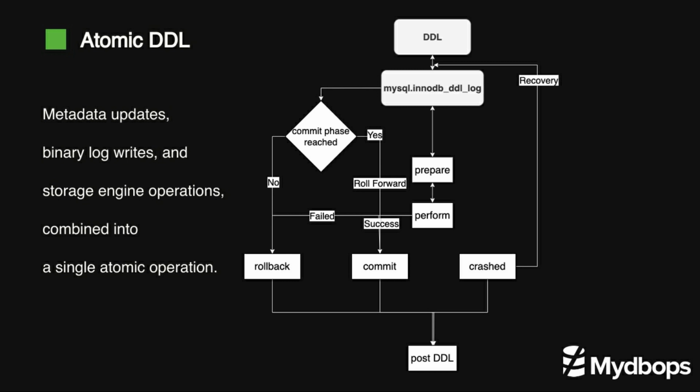When you initiate a DDL, it is first recorded into a MySQL system tablespace table named the InnoDB DDL log, after which it performs prepare and perform operations. When the DDL is recorded onto the DDL log, it plans out the roll forward and rollback mechanisms and stores them in the system tablespace. Then it performs prepare and perform. Perform implements the changes mentioned in the DDL. When it succeeds, it commits the DDL and post-DDL cleanup happens at the DDL log. When it fails, it gets rolled back and post-DDL is performed.